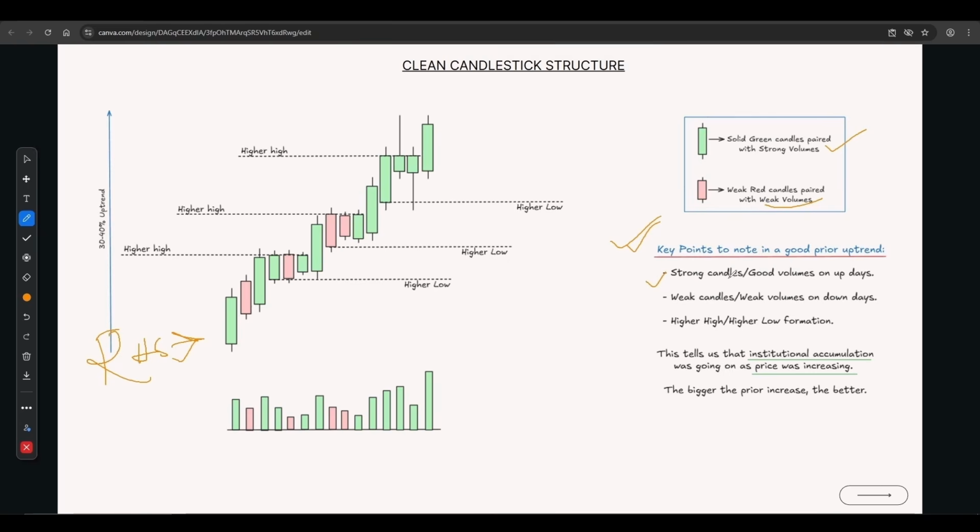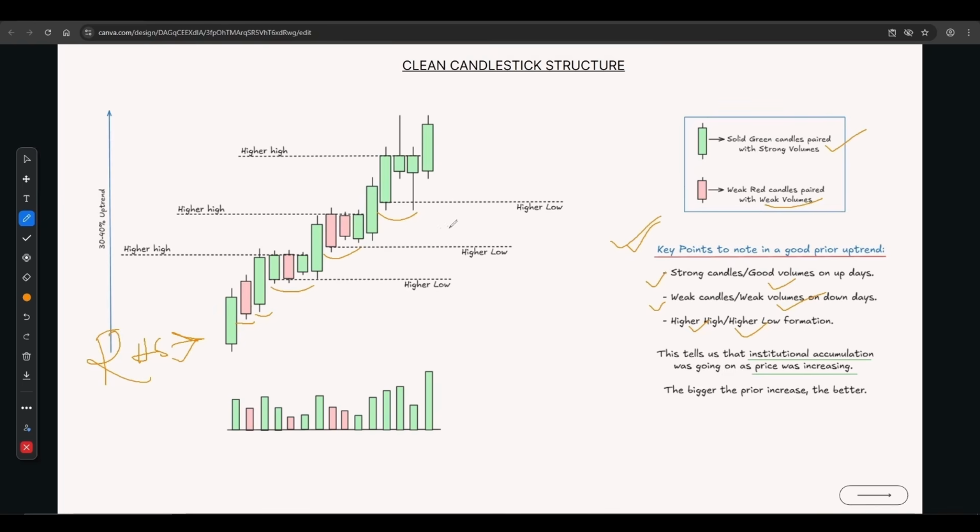Strong candles should be there with good volumes. Weak candles during the pullback phase with weak volumes, and higher highs and higher low formation. This tells us that institutional accumulation was going on as price was increasing, meaning that at each low the buyers were accumulating to push the price higher.